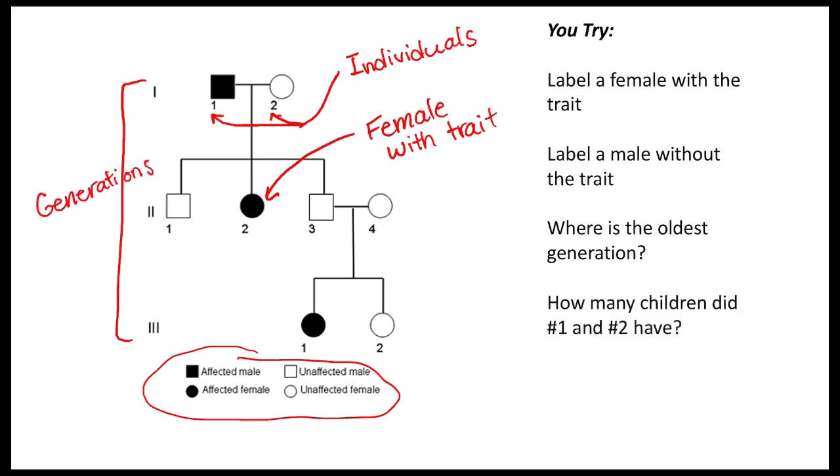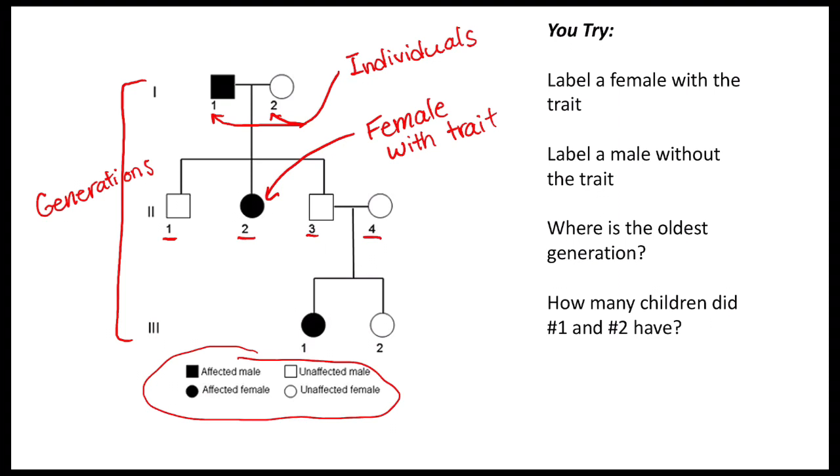How many children did individual 1 and 2 have? Now you want to be careful with this because there are multiple 1 and 2s and you're not told which generation it's in. However, only one set had children. It's also good to know, as I mentioned before, with the individual numbers going across horizontally, notice that it goes 1, 2, 3, 4. So it's always going from left to right, smallest to biggest.